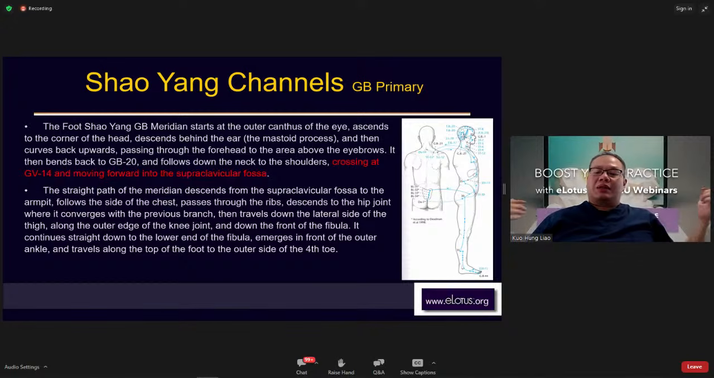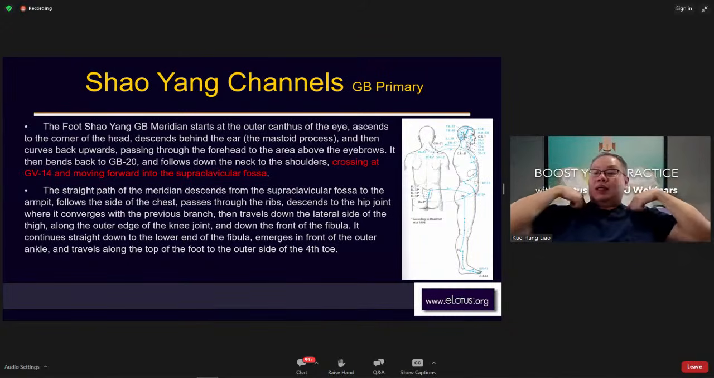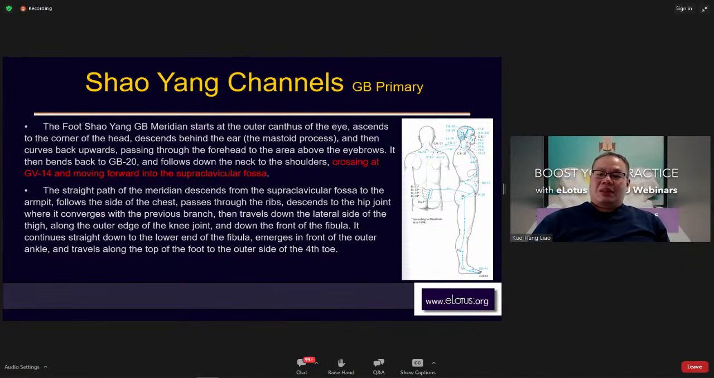It's not directly going to the face. It goes to the supraclavicular fascia. And same thing, the foot Shaoyang from the face does not go directly down. It crosses and goes down. Okay, that's very important. Because the Shaoyang channel is like a twist, so you have a lot of cross, cross, cross. If you look at body tension lines, a lot of cross from left to right, right to left. Okay, and you have several different pathways.